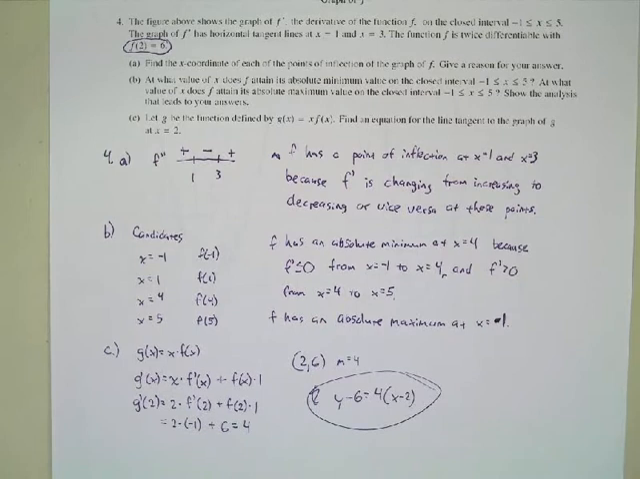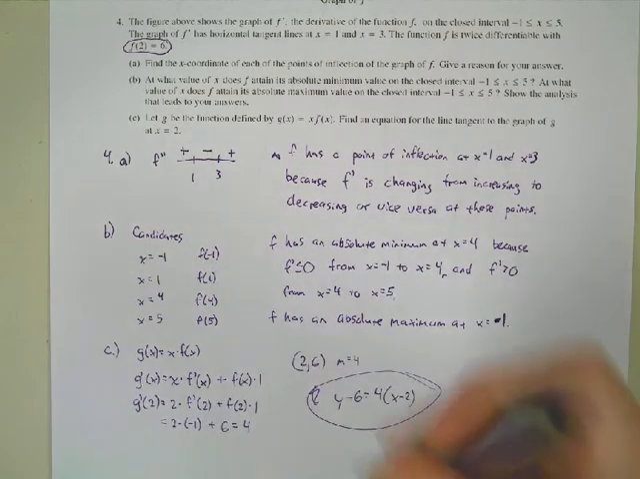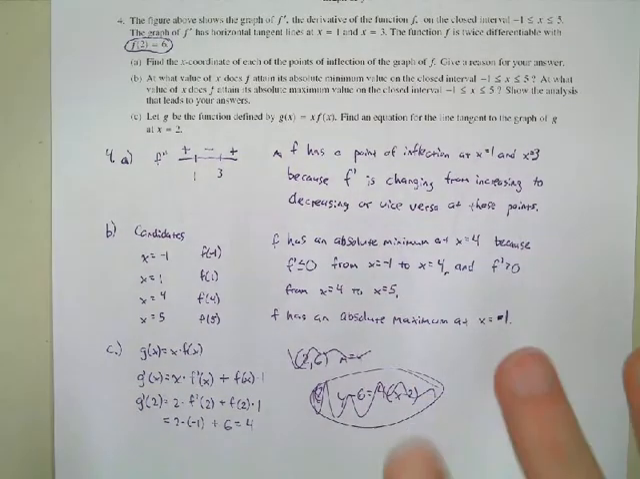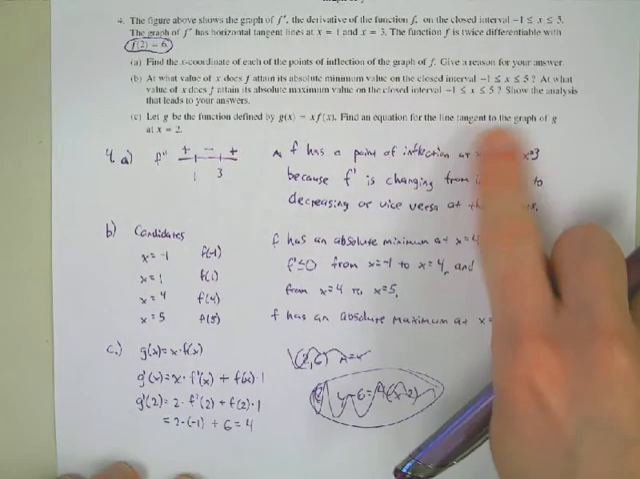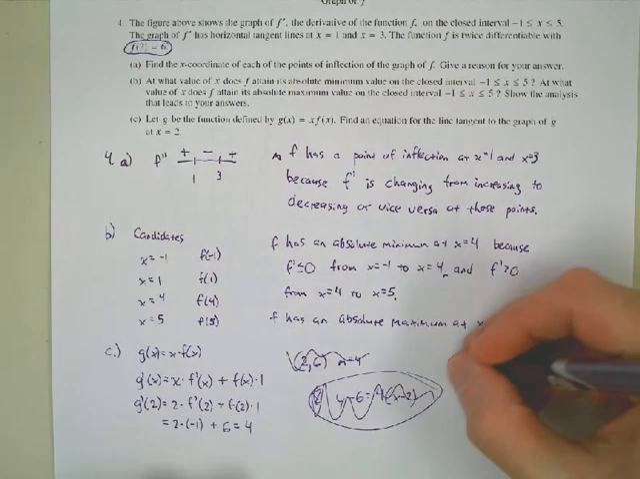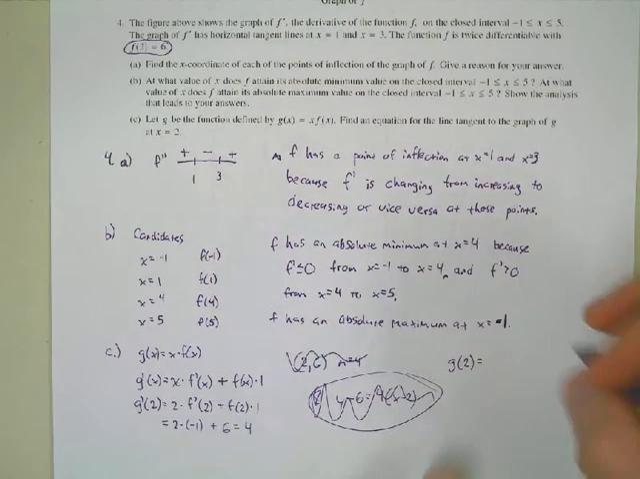Why wouldn't you plug 2 back into the original function of g? Oh my gosh. Thank you. I'm so sorry. Mr. Woodmire made a mistake here. We are trying to find the tangent line to the graph of G. So it's G of 2 that we need to find. Thank you, Austin, for saying that. All right, so it's G of 2.